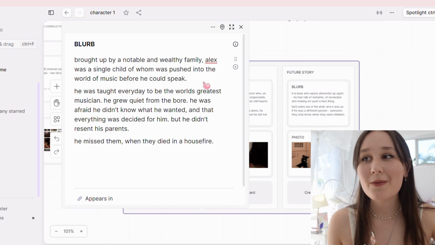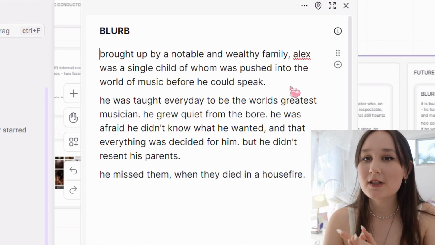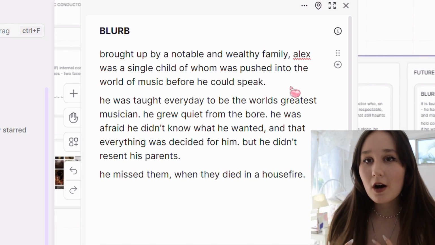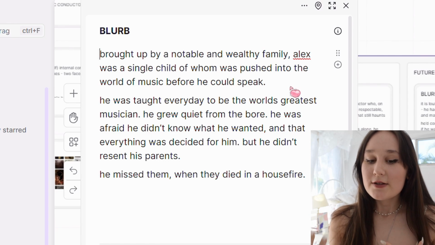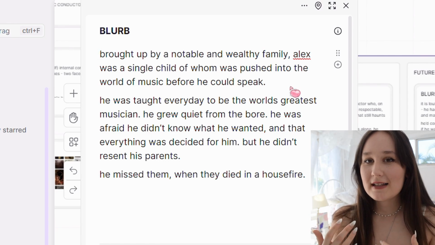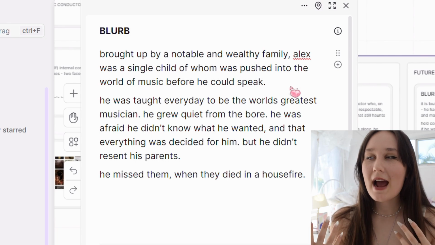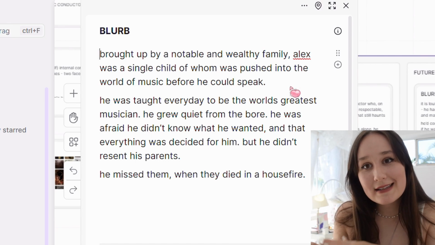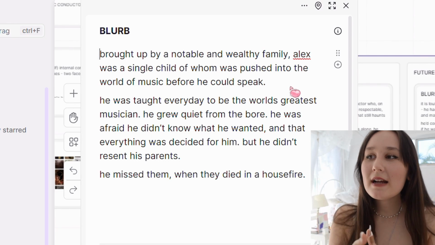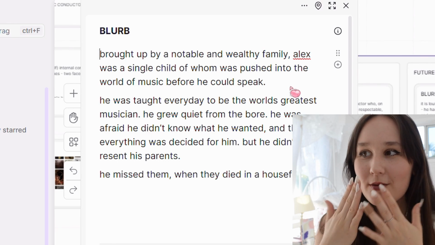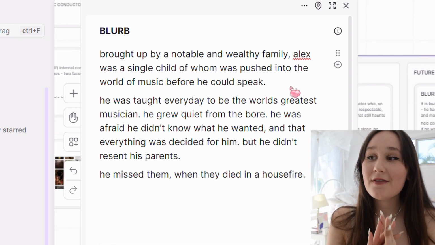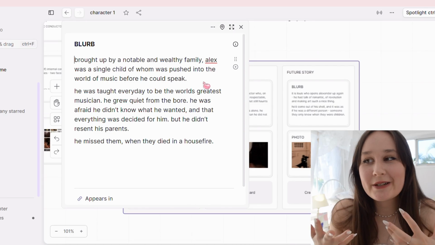So Alex was brought up in a notable and wealthy family, so it's clear to see that Alex was pretty well off as a child, but he was pushed into the world of music before he could speak. That brings up a lot of different things that can really inspire you, and make you think about how Alex views music in the present day when the story starts. So he was taught every day to be the world's greatest musician, but he grew tired from the bore. Uh-oh. He was afraid he didn't know what he wanted, and that everything was decided for him prematurely. So he felt like he never really had a personality as a child. Like, how traumatic is that?